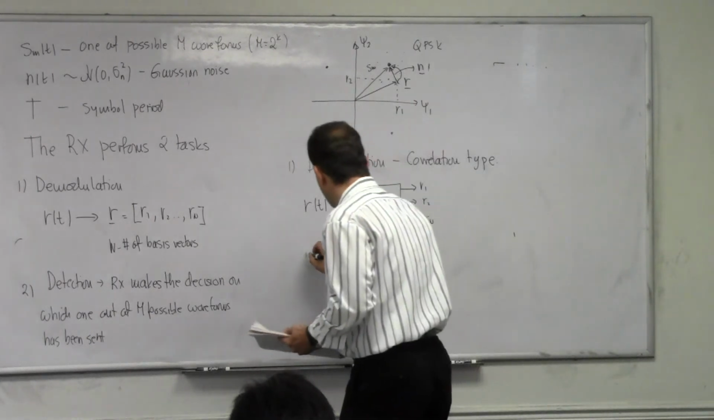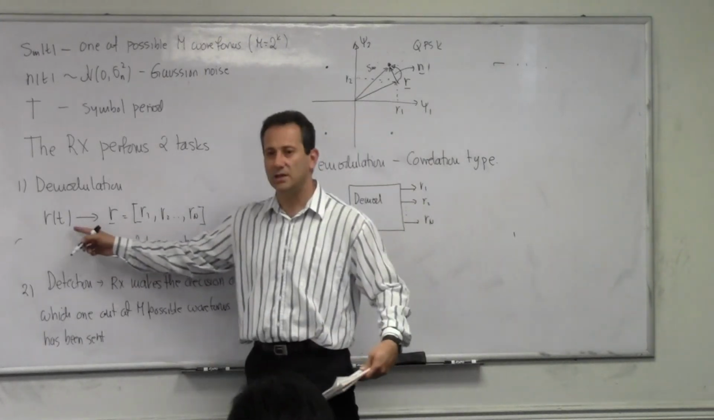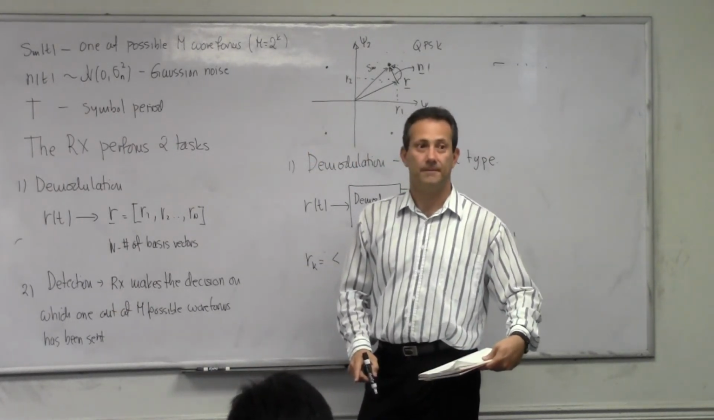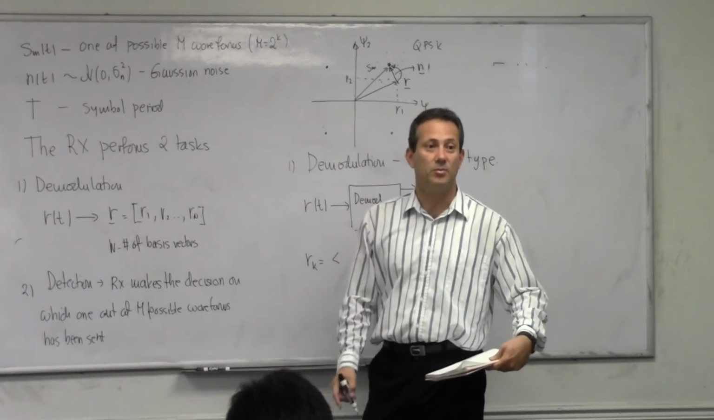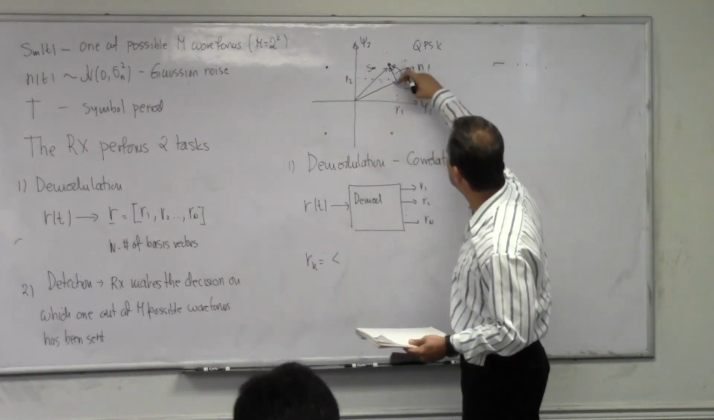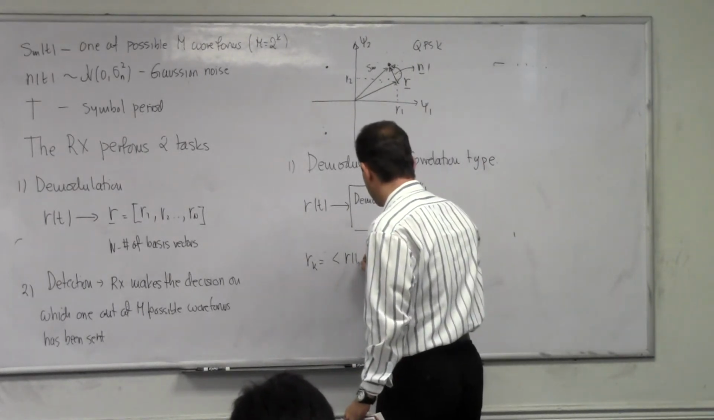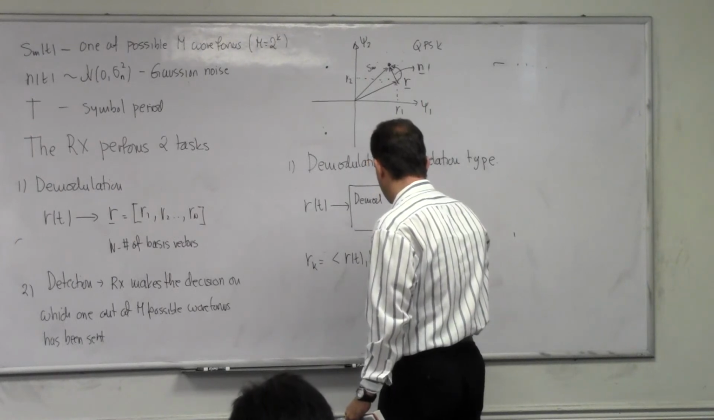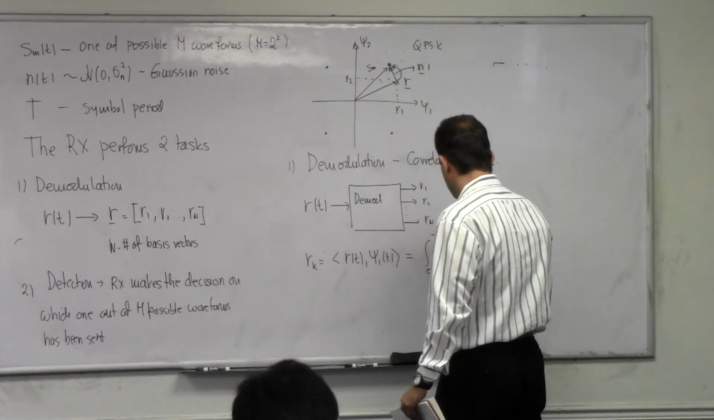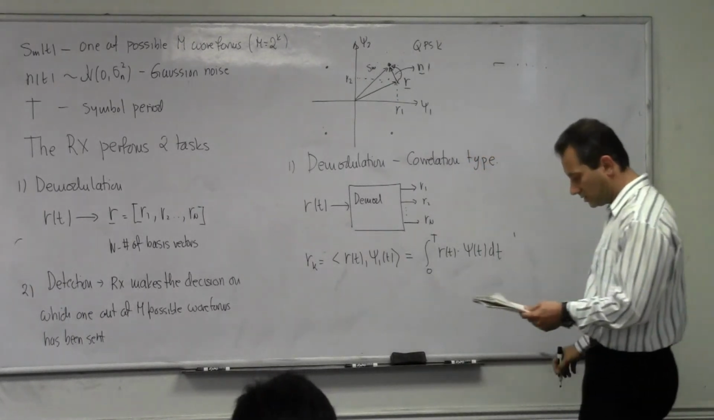What is this RK? How do I determine what portion of R of t is along the first basis vector? What do I need to do? Take a dot product between them. I need to project my vector onto the basis vector, right? So I need to determine what is this value of this R1. And the way I do that, I take my R of t, project it on psi 1 of t. We know that this is an integral from 0 to T, R of t times psi of t dt. That's our dot product.